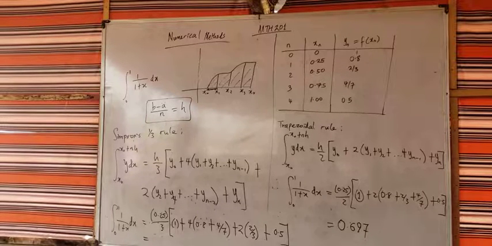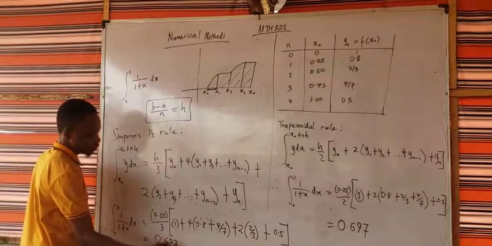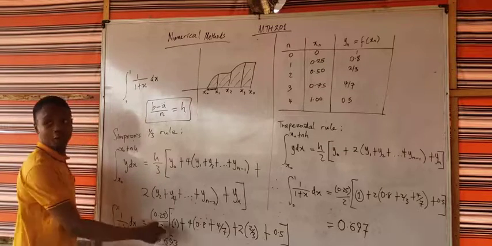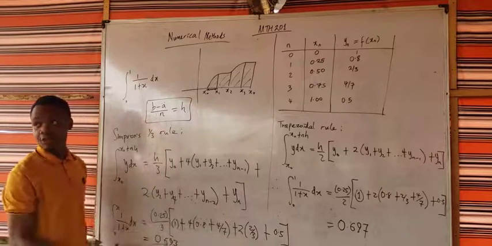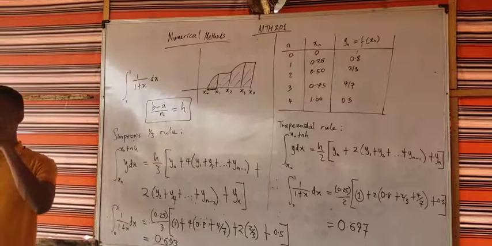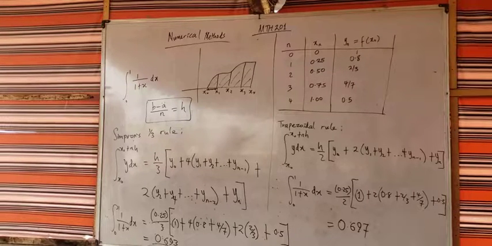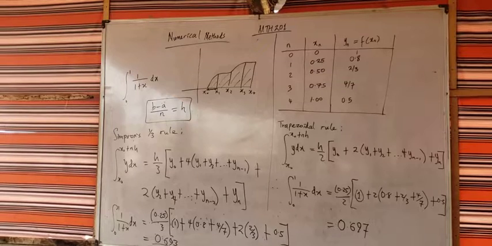What's the answer? 0.693. So you can see that this is more accurate. It's closer to the actual answer compared to that one. And you can get even more accurate results if you use a smaller value of h. So that's the idea with this method. So let us, yeah.